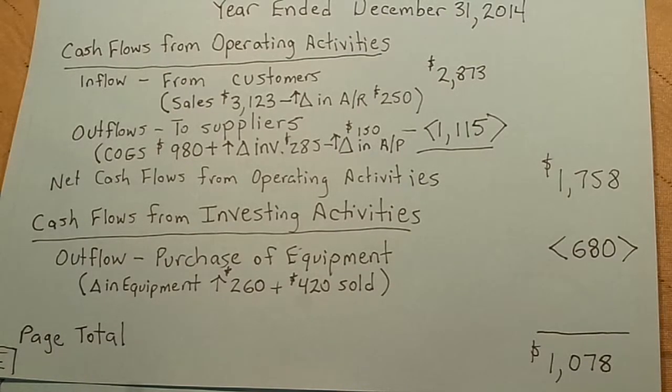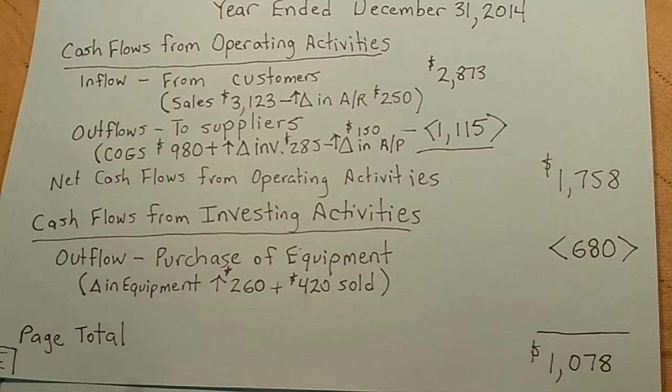Okay, to fit everything on the page, I've cut off some of the heading information at the top, but hopefully you saw it when I was first putting it up here. It's easy enough to remember. Bill's Music Store, direct statement of cash flows, year ended December 31st, 2014.